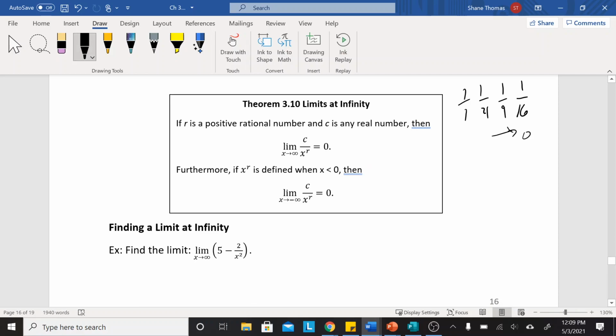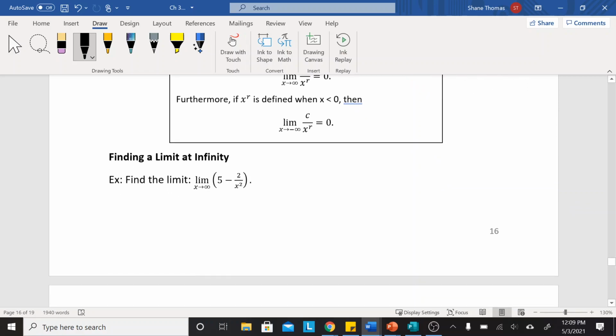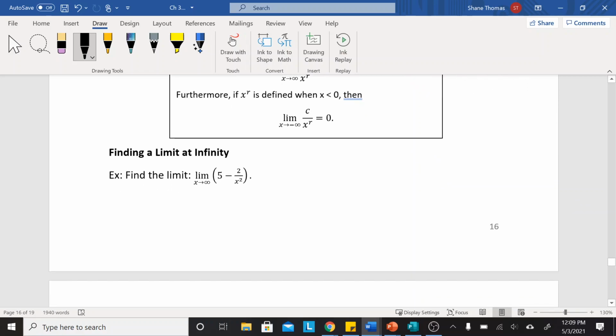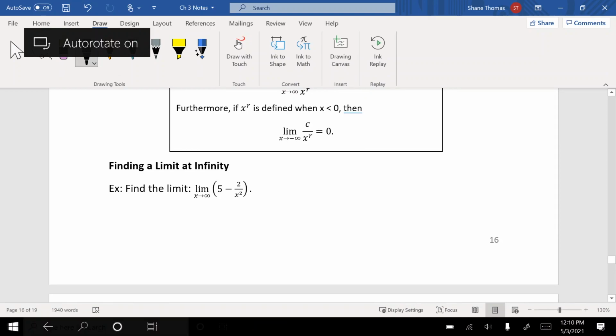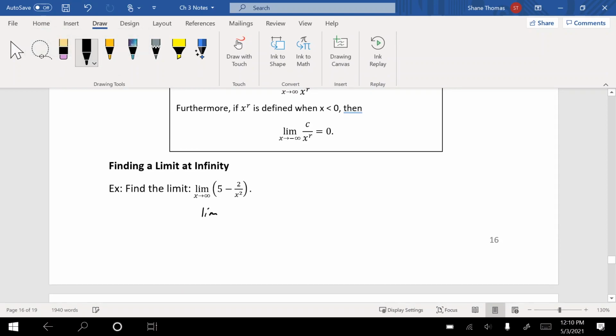So let's look at this example. Find the limit as x approaches infinity of 5 minus 2 over x squared. Right away I see I have it in the same format that I just talked about. Anytime you have a limit of 2 things like this, basically all you have to do is find the limit of each one. So we're going to have the limit as x approaches infinity of 5 minus the limit as x approaches infinity of 2 over x squared.